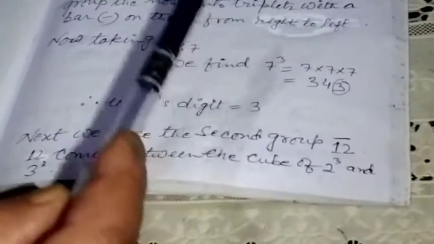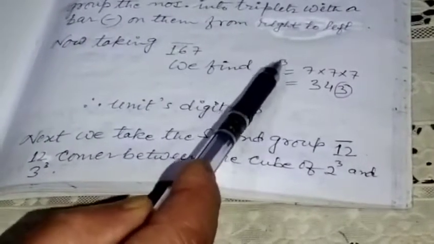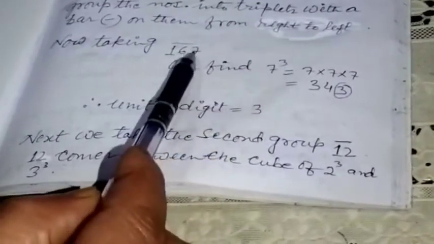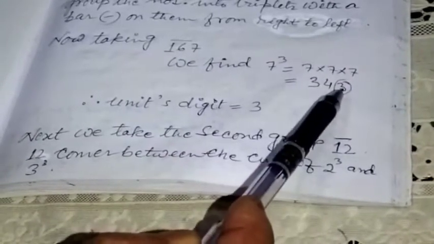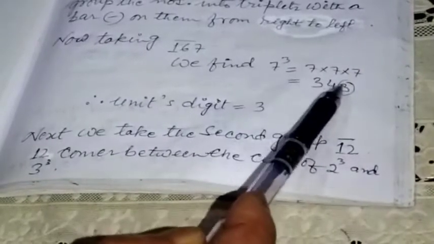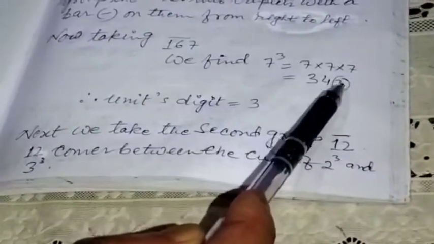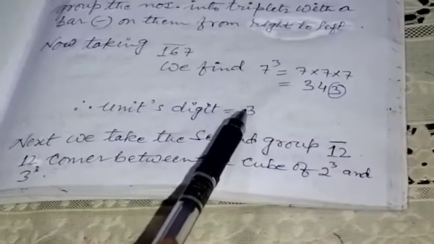We find the cube root of the unit digit of this 167, that is 7. So we'll find the cube of 7, which is in the unit digit here. 7 into 7 into 7 is 343. Now the unit digit of this product, 7 cubed, which is 343, is 3. So therefore the unit digit of our cube root will also be 3.